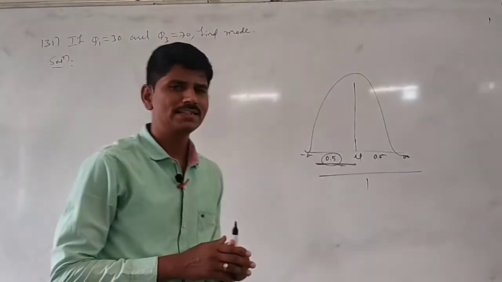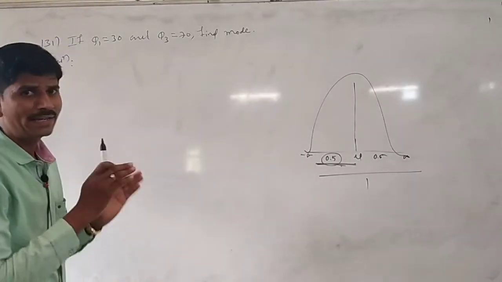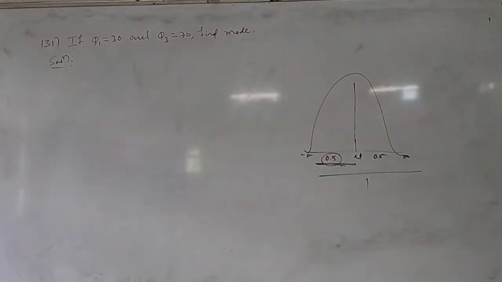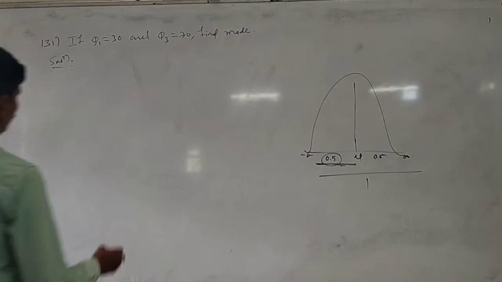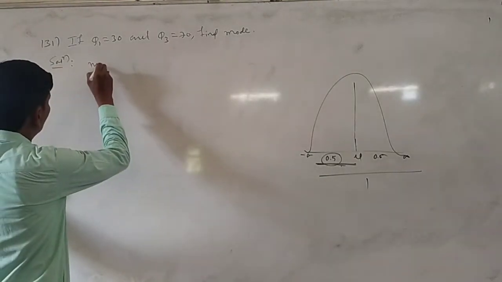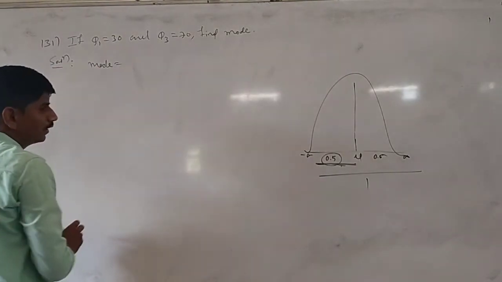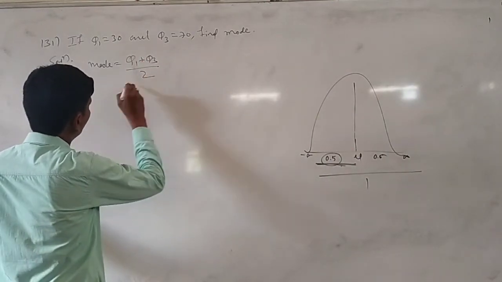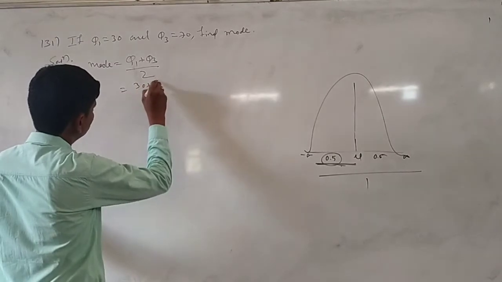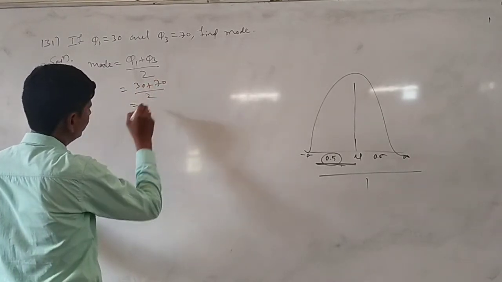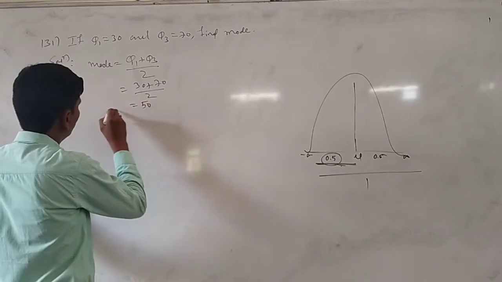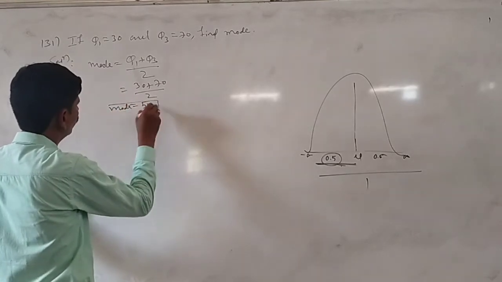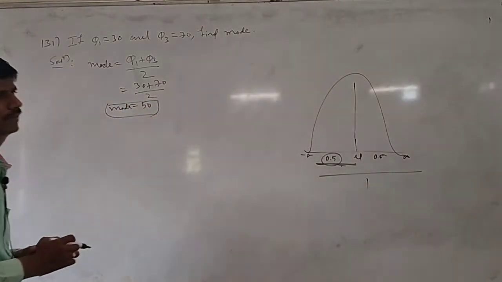Symmetrical about mean, that is equal to mu. Therefore, mean equal to median equal to mode equal to mu. Here they are asking mode, so you have to apply the mean formula only. Mode equal to Q1 plus Q3 by 2. Q1 value is 30, Q3 value is 70, divided by 2. 30 plus 70 is 100, divided by 2 is 50. Mode value is 50.